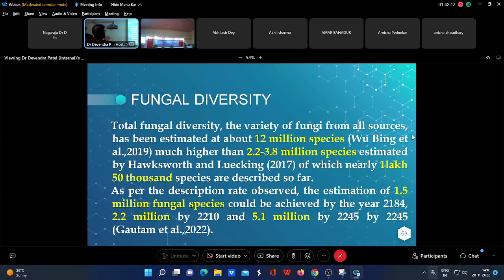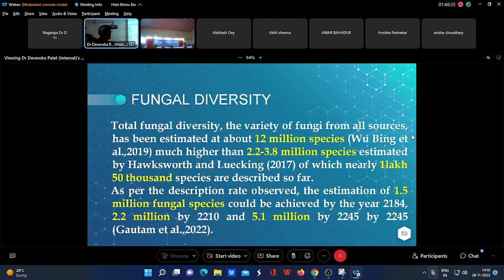You see, this is the latest report I was telling you about, Gautam et al., 2022. This is the recent paper which has come on fungal diversity. All these have been given, and what is estimated now, I have told you, is 12 million species. The estimates say there are 12 million species occurring in nature on different spreads.